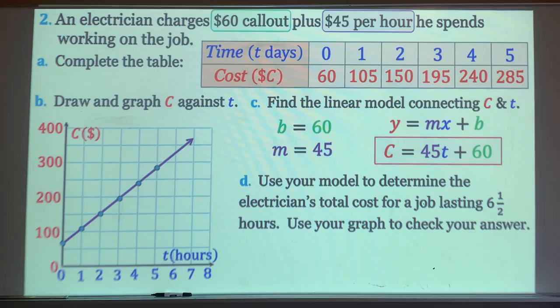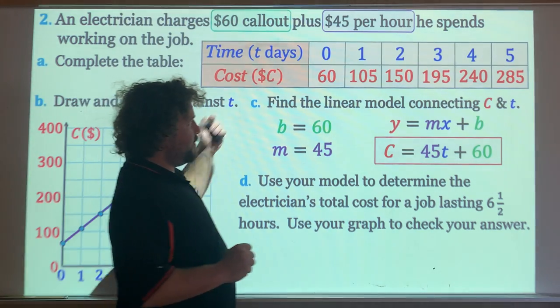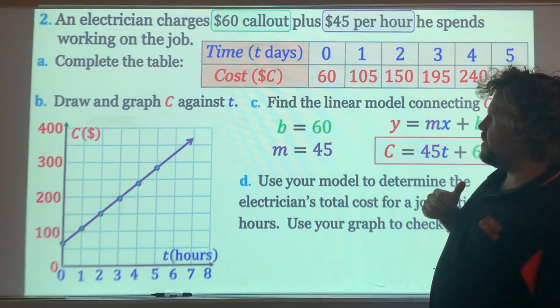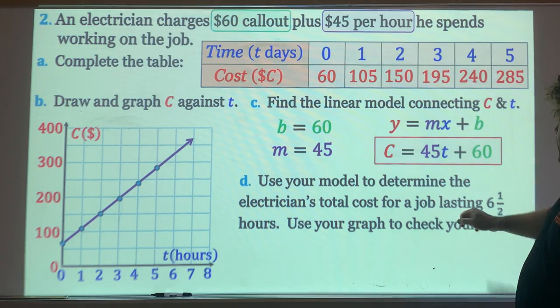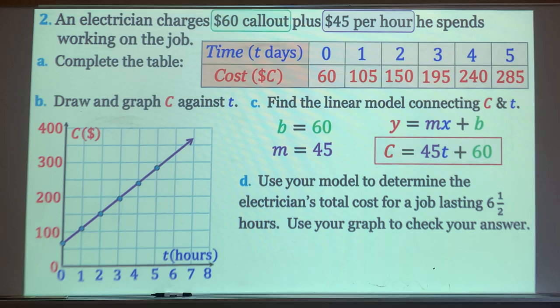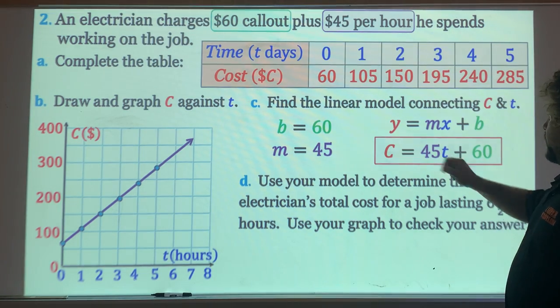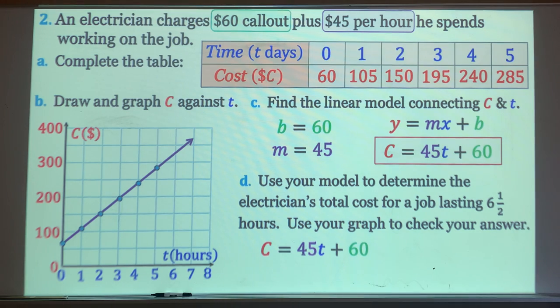And there you go. You just created yourself a linear model from a graph, from a table. All right? Use your model to determine the electrician's total cost for a job that lasts 6.5 hours. Well, since t is hours, what do I do with the 6.5? Put it in for t. C equals 45 times t plus 60.